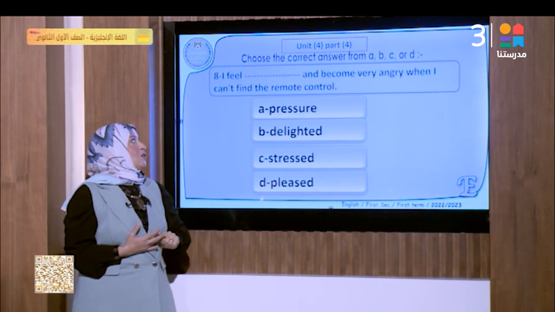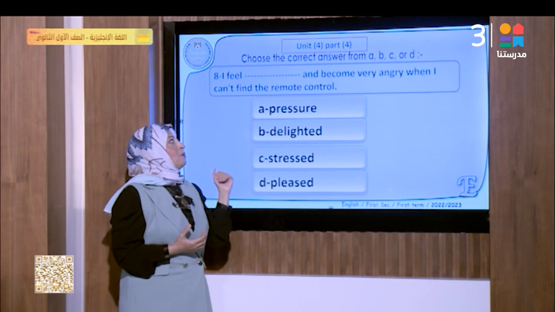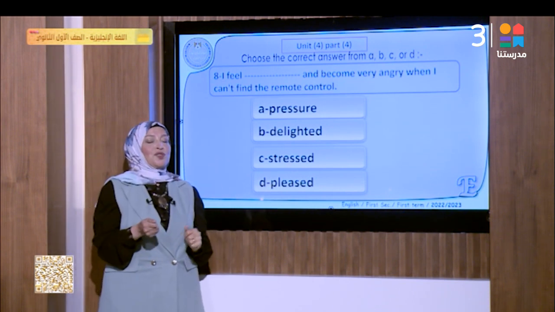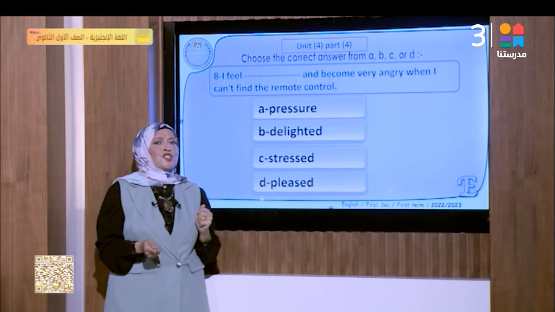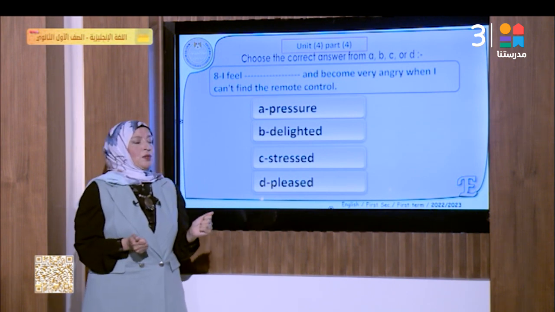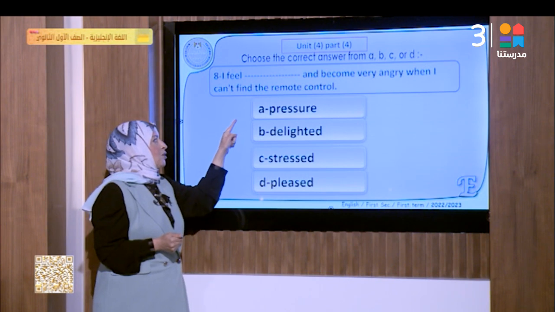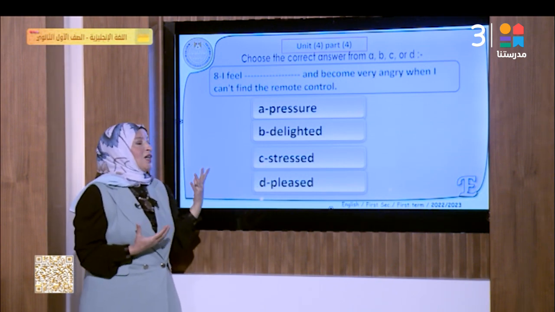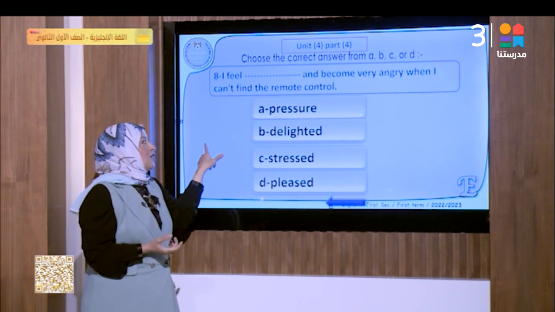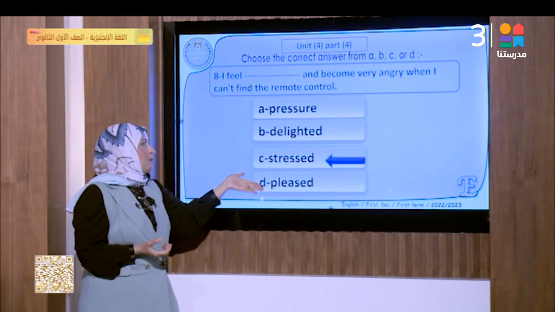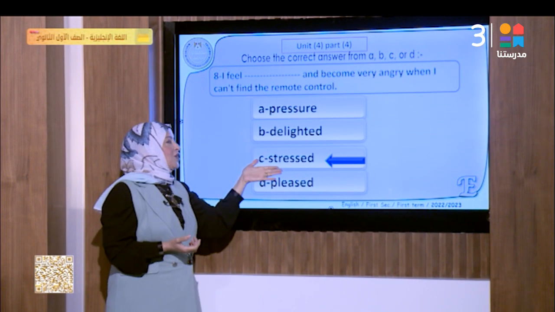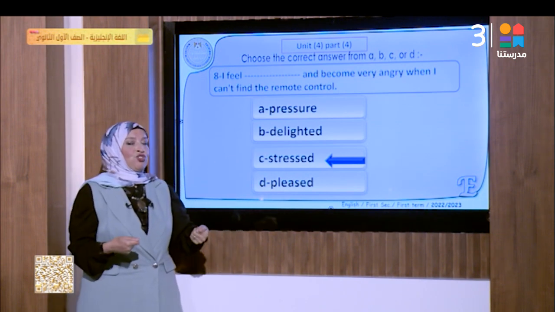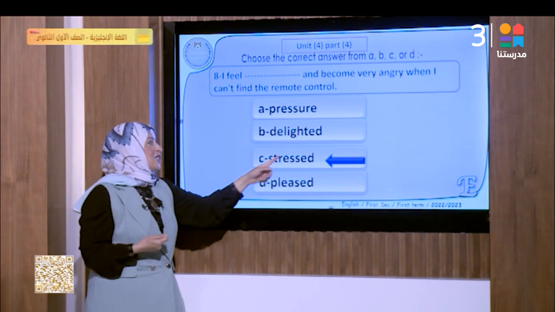Question number 8. I feel very angry when I can't find the remote control. When I don't find the remote control, I feel nervous. I feel not comfortable. So I feel pressure, delighted, stressed, or pleased. Of course, here I want an adjective. Delighted means happy, and pleased again means happy. But I feel stressed. I am under stress, under pressure. So I feel stressed. This is the adjective.